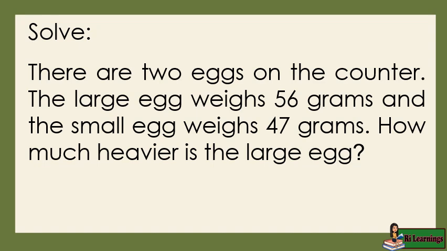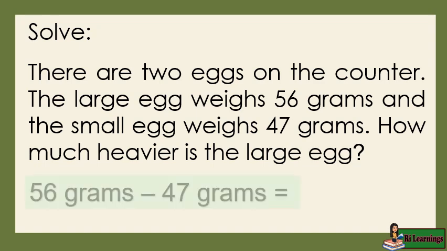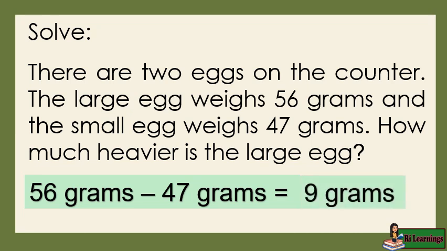Solve. There are 2 eggs on the counter. The large egg weighs 56 grams and the small egg weighs 47 grams. How much heavier is the large egg? 56 grams minus 47 grams equals 9 grams.